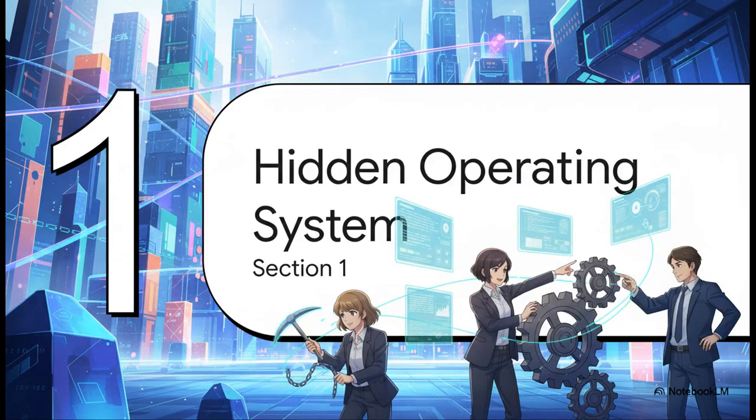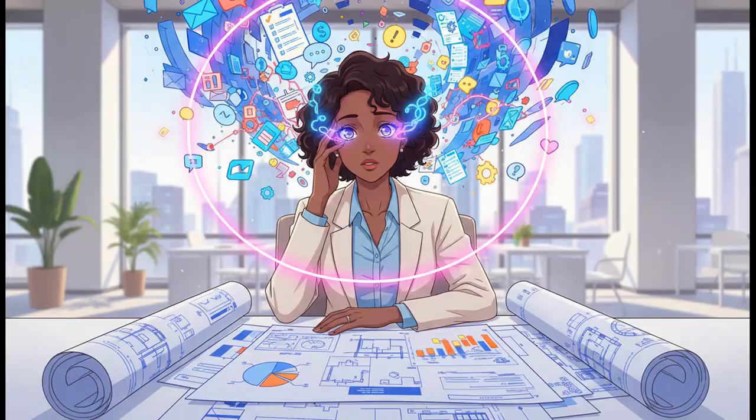Section 1. The Hidden Operating System. Okay, let's dive into this. We really need to expose the silent mechanisms that are actively working against your productivity and your effectiveness at the top of your organization. Your own mind is working against you, and the scariest part, you probably think it's completely normal. This is kind of the dark truth of executive life, isn't it?